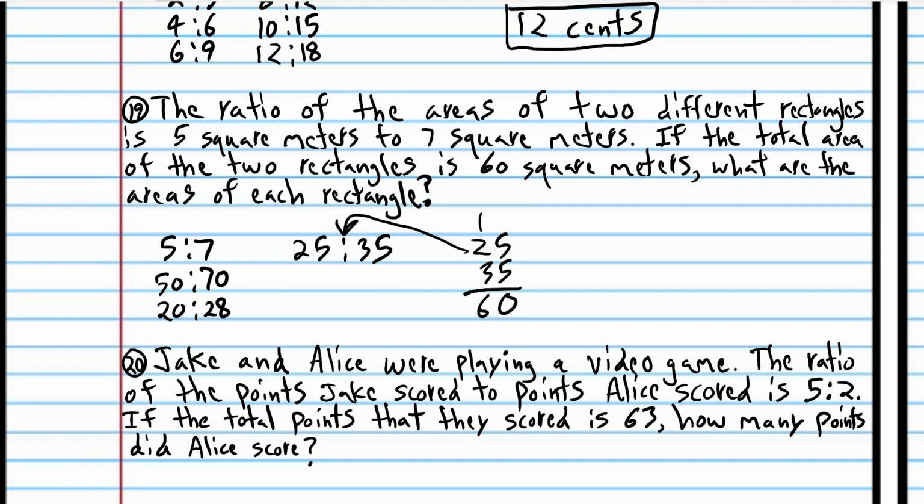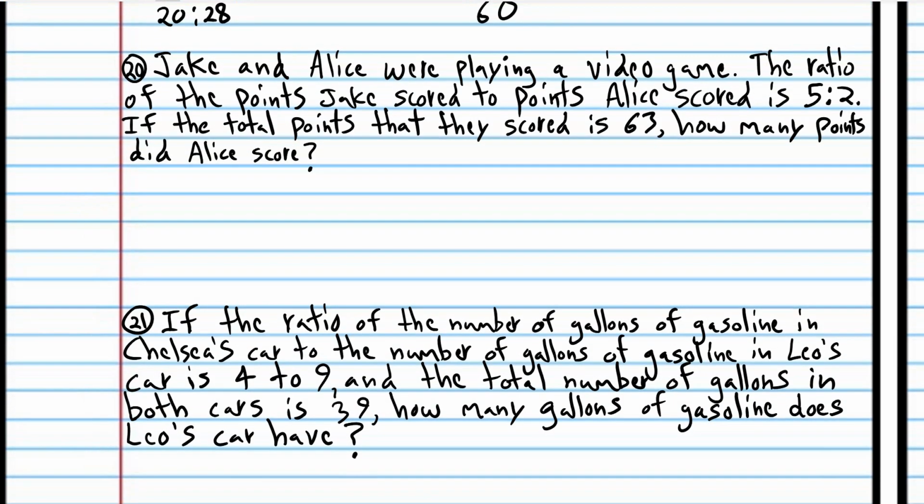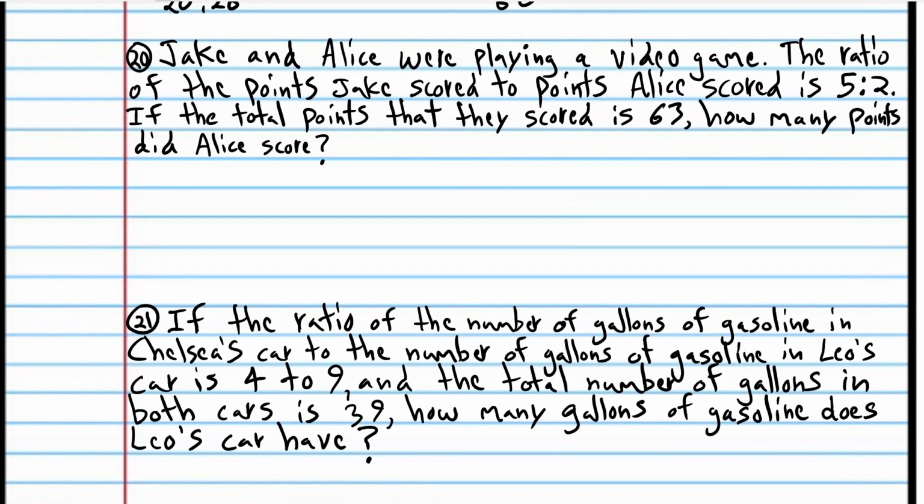All right, so now we have the numbers that actually represent the areas of the two rectangles. These two numbers represented the ratio of the two areas in lowest terms. But if we want the actual areas of the rectangle, we need these numbers. So they want to know what the areas of both rectangles are. So one rectangle is 25 square meters and the other is 35 square meters, and that's the answer. So why don't you try number 20, and when you come back, we'll do it together.